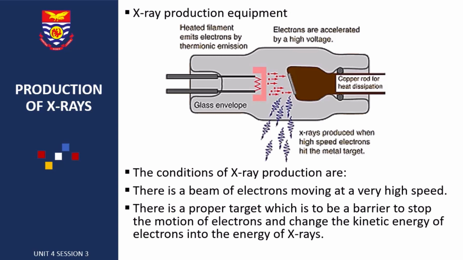So the heated filament emits electrons by what we call thermionic emission. Thermionic emission is the flow of charges or charged particles called thermions from a charged metal or a charged metal oxide surface, caused by thermal vibration energy overcoming the electrostatic force holding the electrons on the surface.